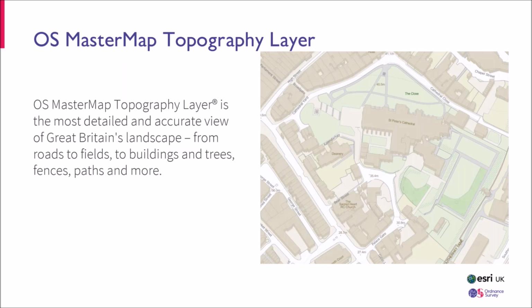So just to frame the data, and for those who are not aware, the OS MasterMap Topography Layer is the most detailed and accurate view of Great Britain's landscape. It's the data that we're collecting, either using survey or remote sensing, to show you buildings and fields, fences, and the detail of the information that's underpinning a lot of processes that you obviously are going through.